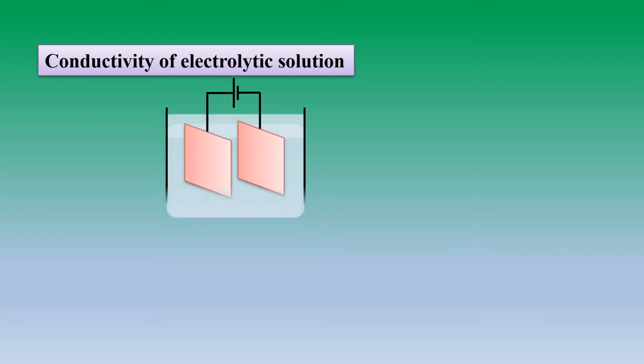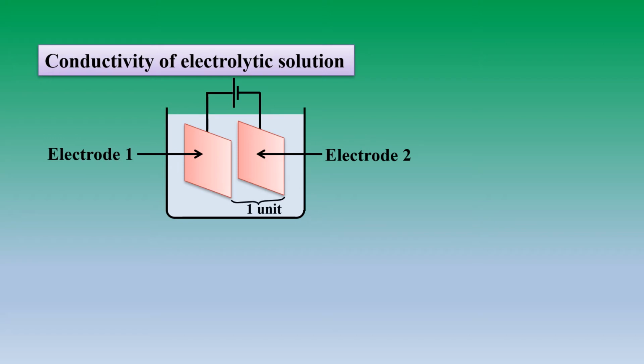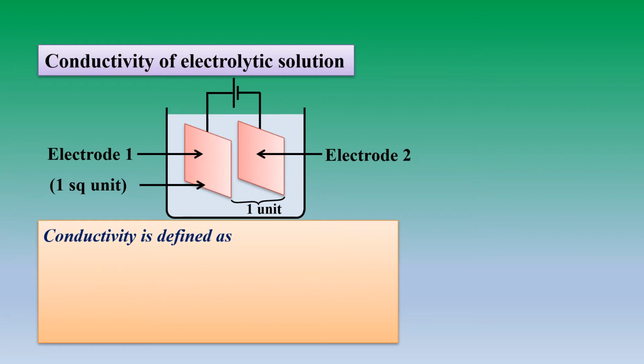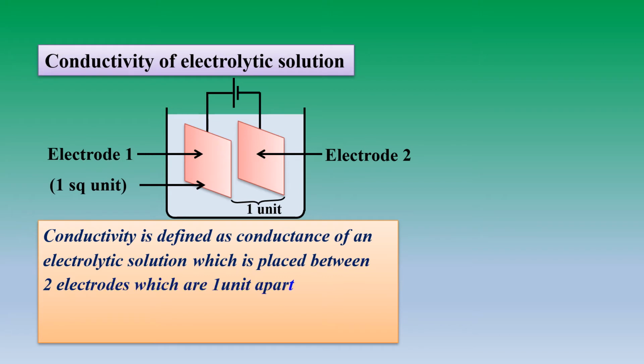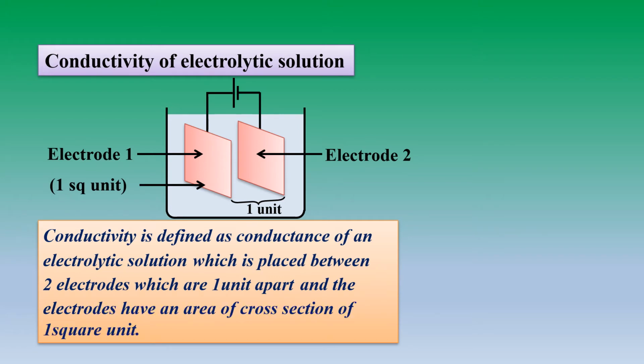Conductivity of electrolytic solution. Let us consider an electrolytic solution with electrodes 1 and 2 placed in the solution, 1 unit apart, and the area of cross section of the electrode is 1 square unit. The conductivity is defined as the conductance of an electrolytic solution placed between two electrodes which are 1 unit apart, and the electrodes have an area of cross section of 1 square unit. That is the conductivity, or specific conductance.